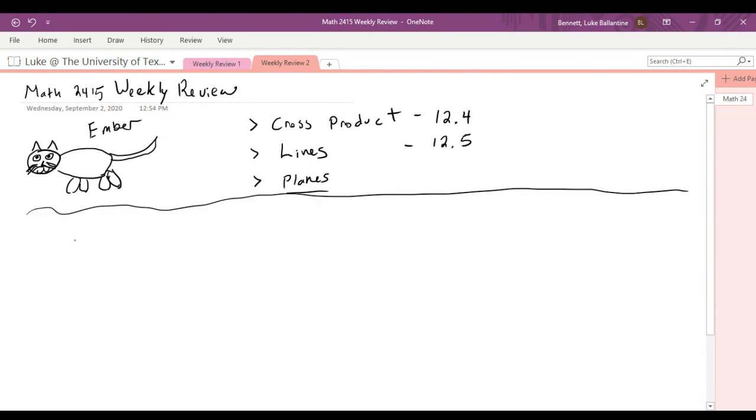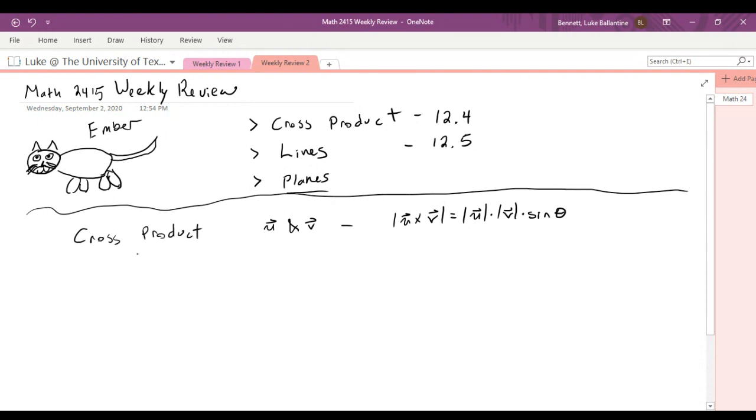So the cross product. One way to calculate the cross product, if we have two vectors u and v, is that the magnitude of the cross product is equal to the magnitude of u times the magnitude of v times sine of theta, where theta is the angle between these two vectors.